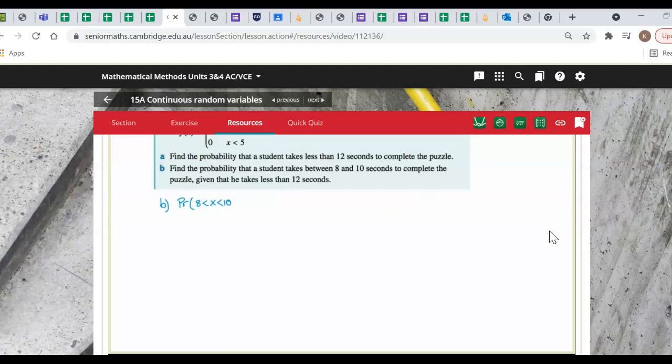The probability that a student takes between 8 and 10 seconds to complete the problem, given that they take less than 12 seconds, well, we're going to use our conditional probability formula to help us evaluate this. So to do that, we're going to look at the probability of A intersection B over the probability of B. Now to work out where these two intersect, it helps to draw up a number line. If we're looking at x being between 8 and 10, we're looking at these numbers in here. If we're looking at a number that is less than 12, we are looking at these numbers here. So where these two orange lines overlap, you can see it is between 8 and 10.